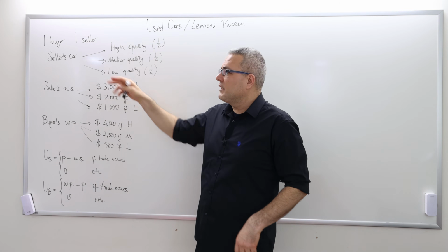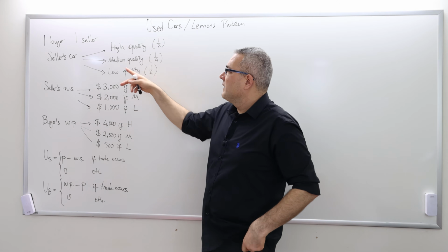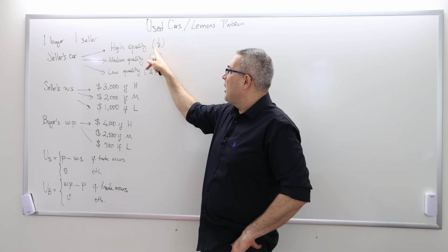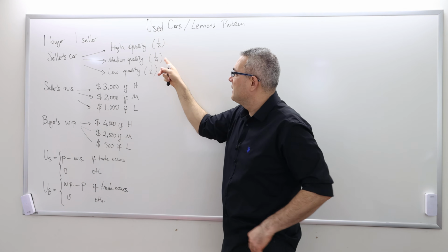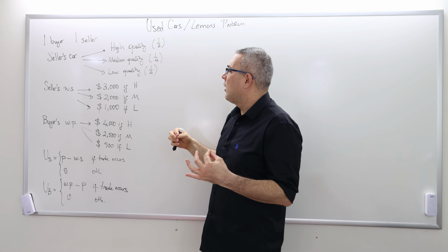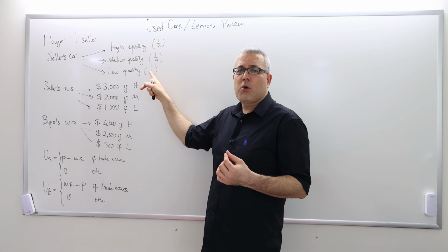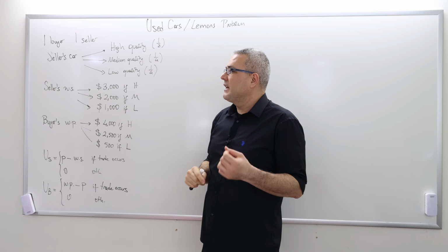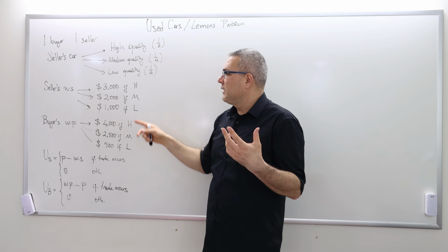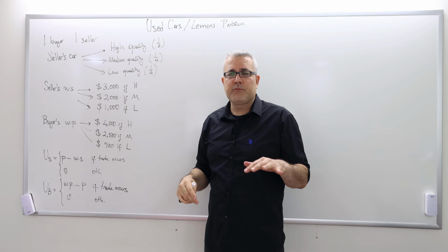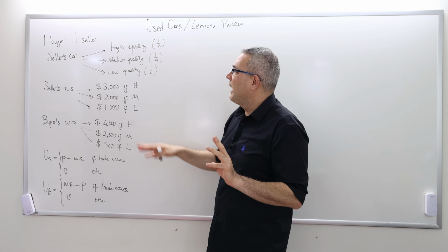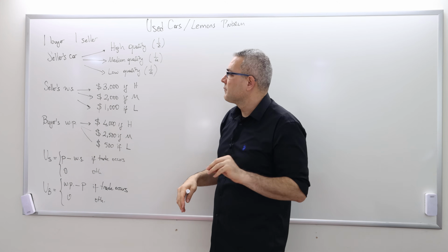The seller has one car, and the seller's car could be either high quality with probability 1/2. These numbers in the parentheses are the probability that the seller's car is high quality. With 1/4 probability, the seller's car is a medium quality. And with 1/4 probability, the seller's car is low quality. So there are three possible types of car, and the seller owns one of those.